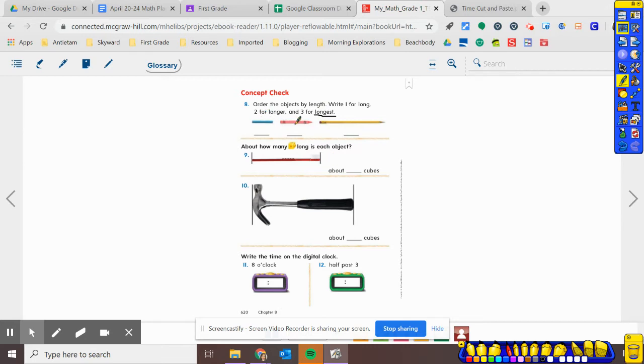Is it the blue, the red, or the yellow? Which one is the shortest? Write a 1 for the one that is shortest. You're going to do this and then we're going to go back and review. All right, next, which one is next longest? So you have the shortest one, you put a number 1, put the next longest, a number 2, and then a number 3 when you find the longest.